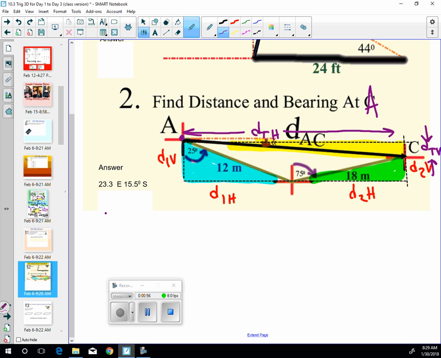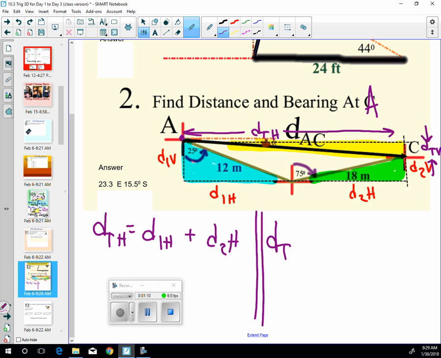Okay? So distance total horizontal will be distance 1 horizontal plus distance 2 horizontal. And then distance total vertical will be distance 1 vertical plus distance 2 vertical. And just to double check, the horizontal starting over here, there's 1, there's 2. Are both of these going to be positive, or will 1 or 2 be negative? Both positive moving forward, so we'll just call them both positive.